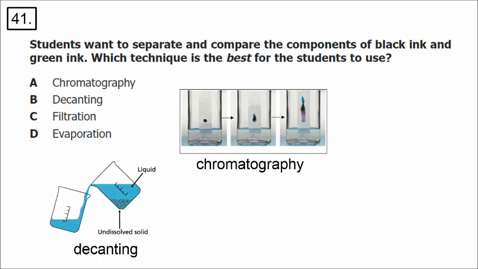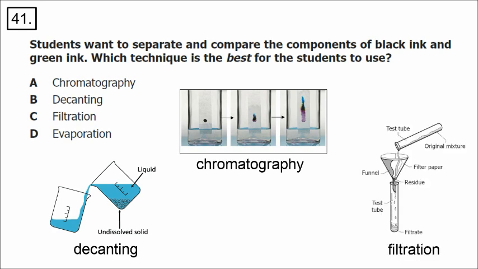Decanting is when you pour carefully a mixture and you leave a residue on the bottom of the beaker and you just sort of skim off the top and pour off the top. Filtration involves separating particles of solid that do not dissolve and collecting them on filter paper. And evaporation is just changing from a liquid to a gas. So for separating ink, the best technique is chromatography.